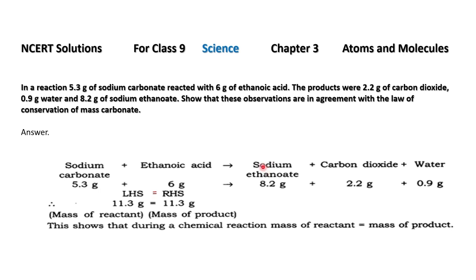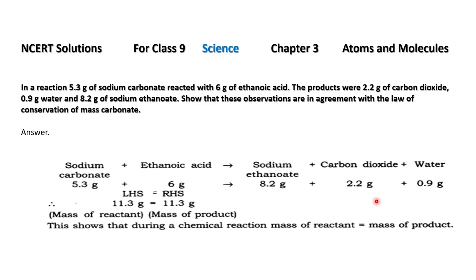So this is 5.3 plus 6, we get 11.3 grams on the LHS, left hand side, the reactant side. Here 8.2 plus 2.2 plus 0.9, we get 11.3 grams. So LHS is equal to RHS, the quantity of reactant is equal to the quantity of product. So it shows agreement with the law of conservation of mass. It shows that during a chemical reaction, mass of reactant is equal to mass of product.